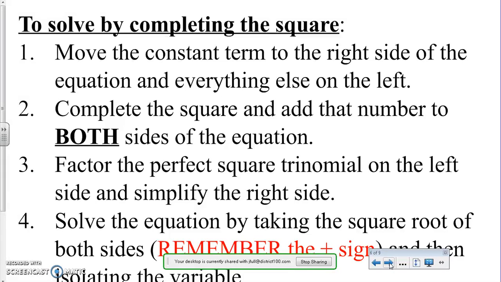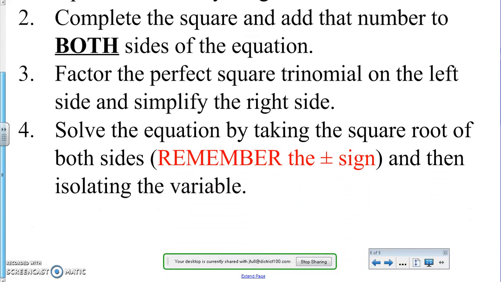The first step in this process is to make sure that you have the x squared and the x on the left side of the equation and the constant, or the number, on the right side. After that, you're going to complete the square and add that number to both sides of the equation. A common mistake is that students will add it to the left side but not to the right. Then you're going to factor the left side into a perfect square trinomial and simplify the right side. And then we're going to solve the equation using square roots, not forgetting the plus or minus sign, and then isolating the variable.